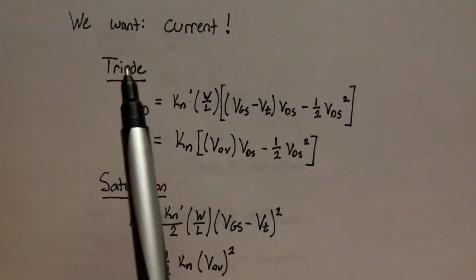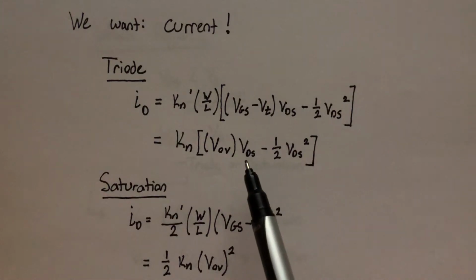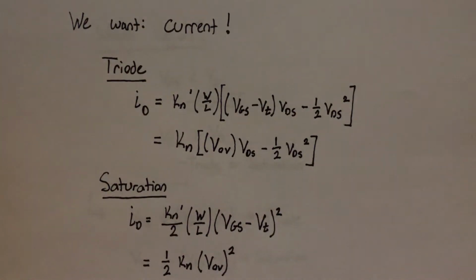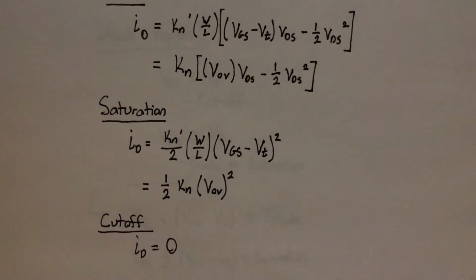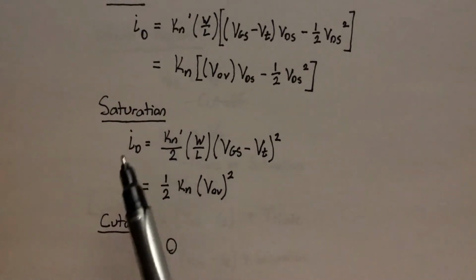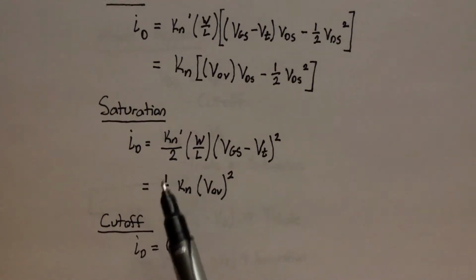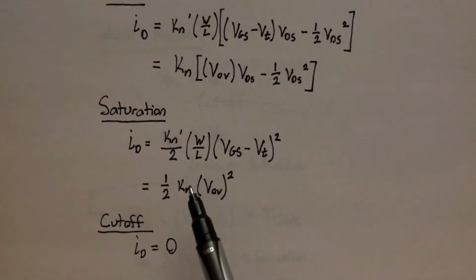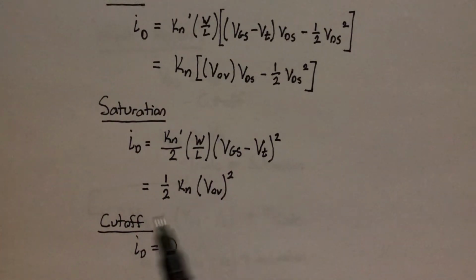A lot of times when you're solving for triode, they'll usually give you the current and you'll have to solve for this voltage, and you'll have to use the quadratic formula. Now, a lot easier of an equation would be saturation, and the current here, this is the original, can be simplified down to 1/2 the MOSFET transconductance parameter times the overdrive voltage squared. But the easiest of them all would be cutoff, because if nothing's happening, no channel is formed, there will be no current whatsoever.